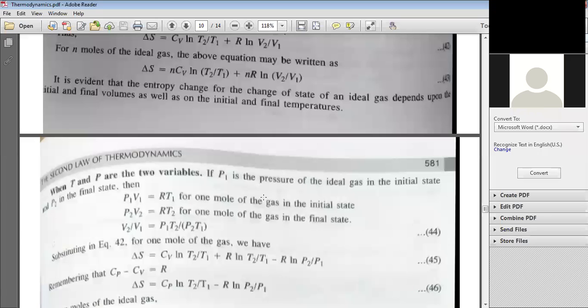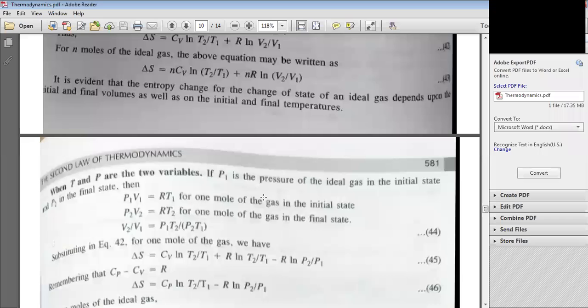Next is R, the gas constant. Then again it is ln of what? V2 by V1. So ln V2 by V1 we can write as ln of P1 T2 divided by P2 T1, because we have this expression for V2 by V1 in terms of pressure and temperatures.